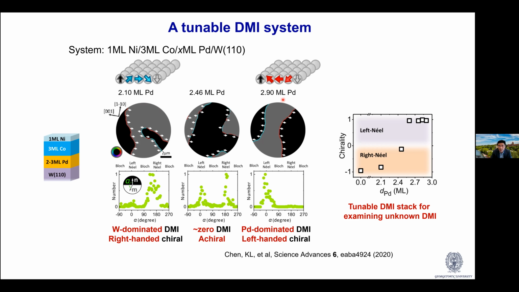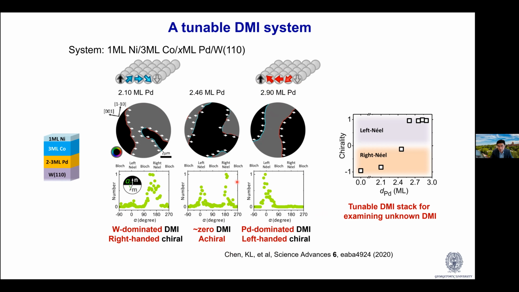If we increase the palladium thickness to 2.9, we see the exact opposite. Now you see the arrows are all pointing from gray to black. And this corresponds to this counterclockwise winding. And in turn, this is the left-handed chiral Néel wall. And in between, at 2.46 monolayer, we see an achiral Néel wall.